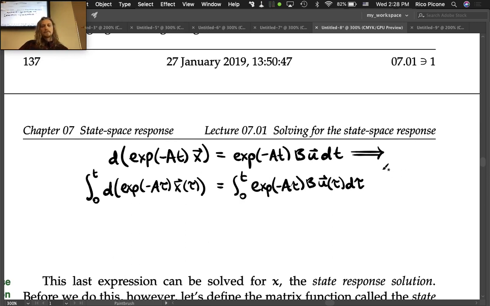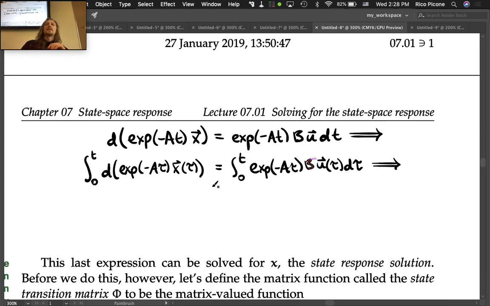Great. The integral on the left-hand side is easy to evaluate, just like it was in the scalar case, because we're just integrating a differential. We evaluate the expression at tau equals t, and then we subtract out what the expression is at tau equals 0. So we get the exponential of negative At x of t, or we've been typically just saying x when we mean x of t, right? So we can leave that off if we want.